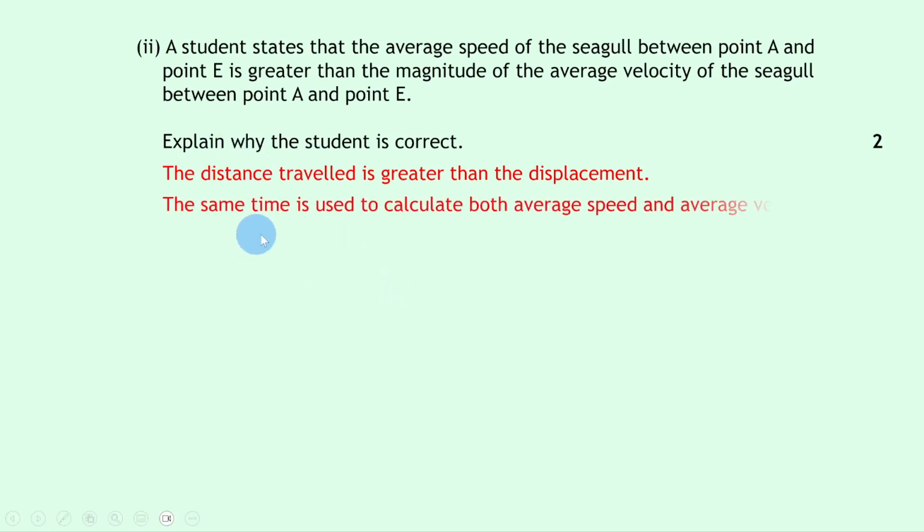And we can also say the same time is used to calculate both average speed and average velocity. So if we have the same time for both calculations, and the average speed calculation uses a bigger value for distance, then we're going to get a greater average speed value than if we used the displacement value of 67 metres. Or another way you could do this is to show it by calculation instead. So you could plug in the numbers to the two equations to show that it's going to be greater for the average speed rather than the average velocity.